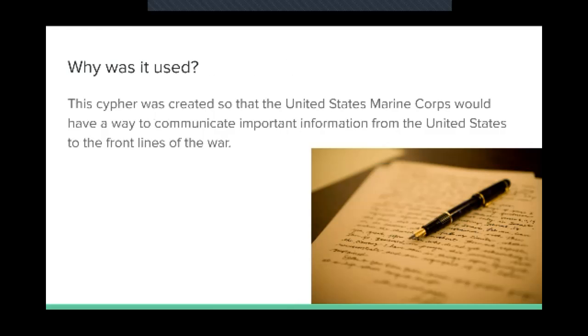The cipher was created, like many other ciphers, so that they could communicate important information to their troops without being intercepted and found out by opposing forces. So it was really just a safety measure.